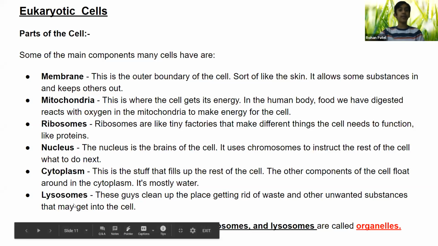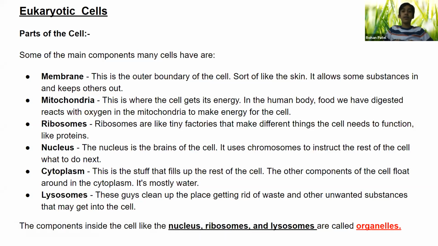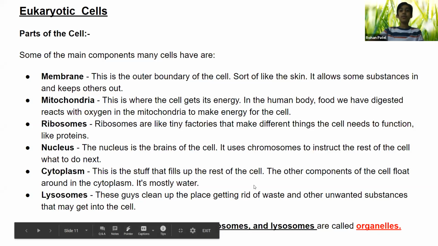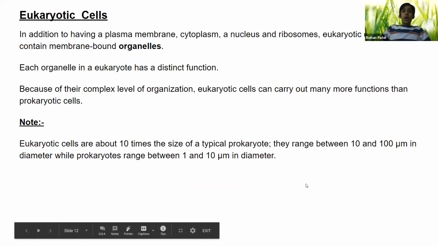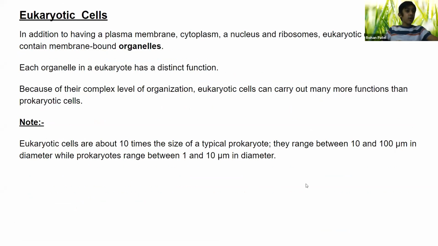And of course, we have our lysosomes. These guys clean up the place, getting rid of waste and other unwanted cells that may get into the cell. The components inside the cell, like the nucleus, ribosomes, lysosomes, and so on, are called organelles. So I think we're going a little bit slow, so I'm just going to tell the main part of this slide: in addition to plasma membranes, cytoplasm, a nucleus, and of course the ribosome, eukaryotic cells also contain membrane-bound organelles, and each organelle has its own function.